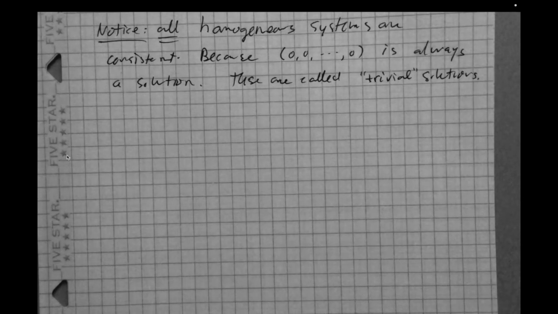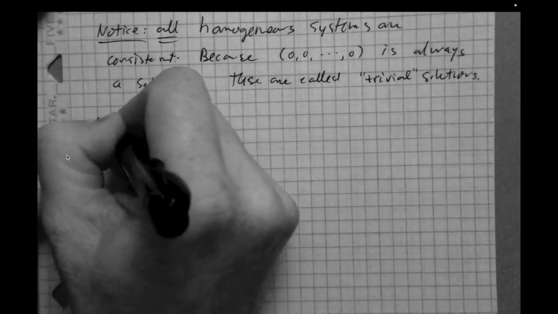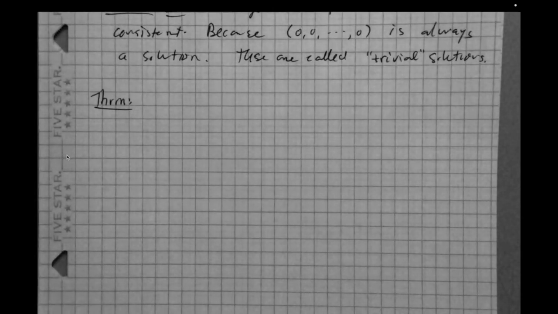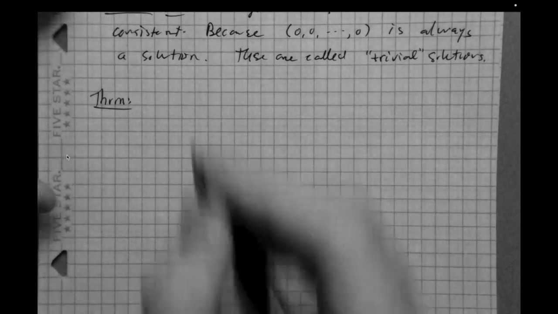And let's crank out another theorem here. The next theorem says that if the reduced row echelon form of an augmented matrix for a homogeneous system in n variables has fewer than n non-zero pivot entries, then the system has a non-trivial solution. Basically, this theorem is going to describe when a homogeneous system has a non-trivial solution. Okay, so let's talk this through. Let's write the theorem out.